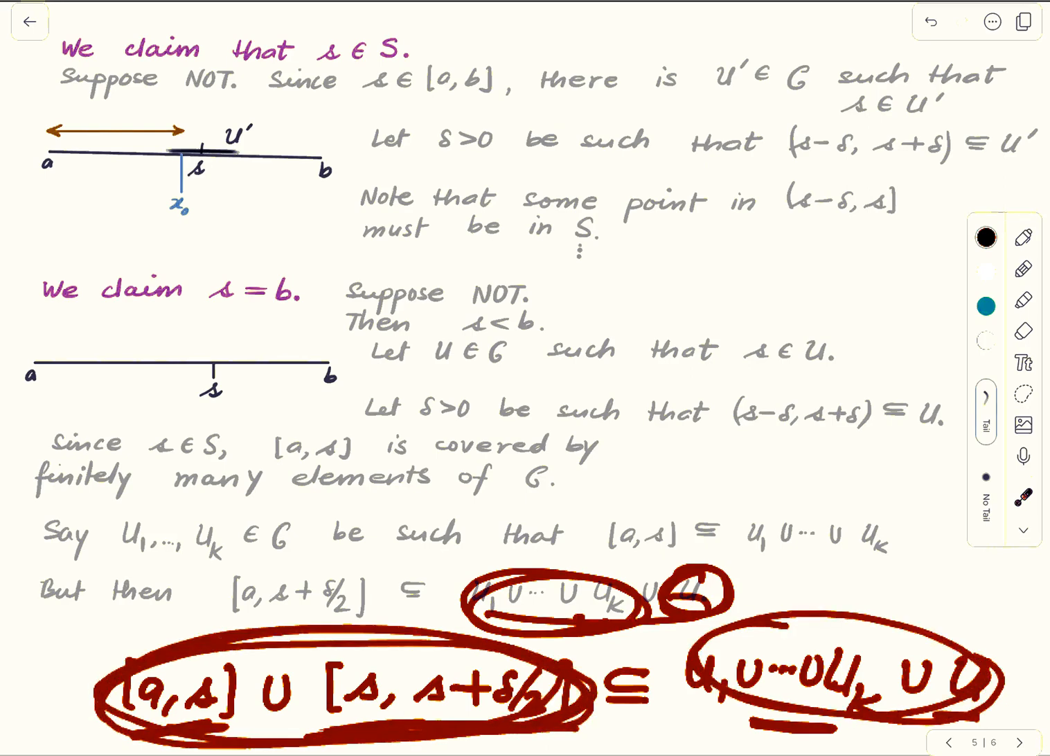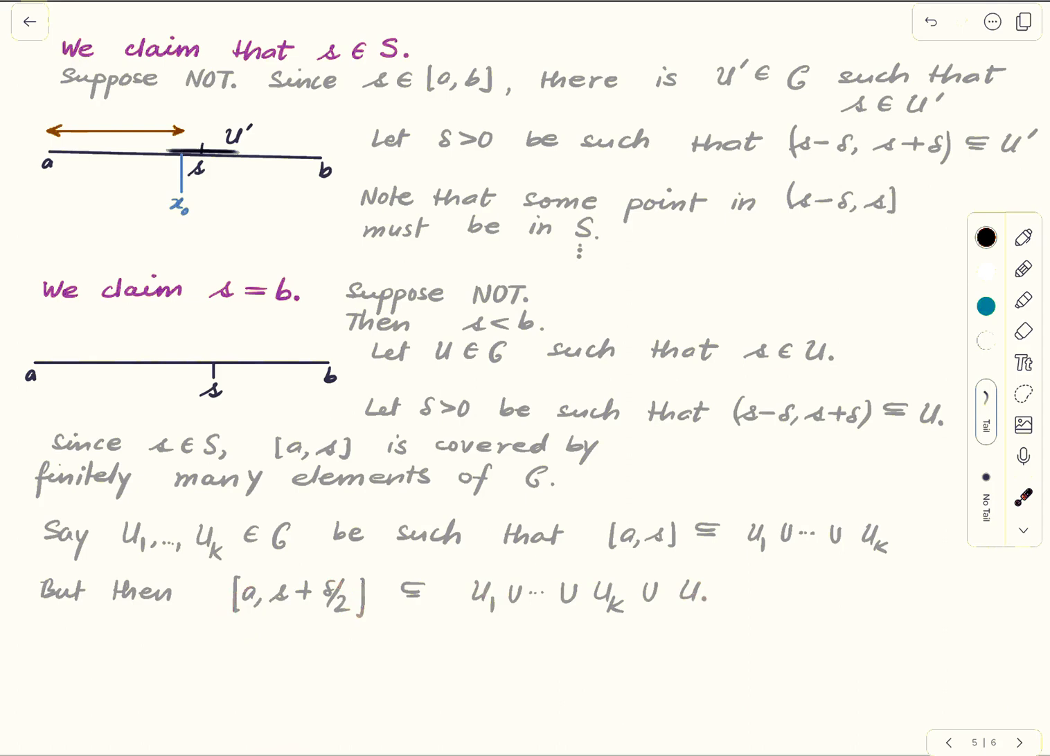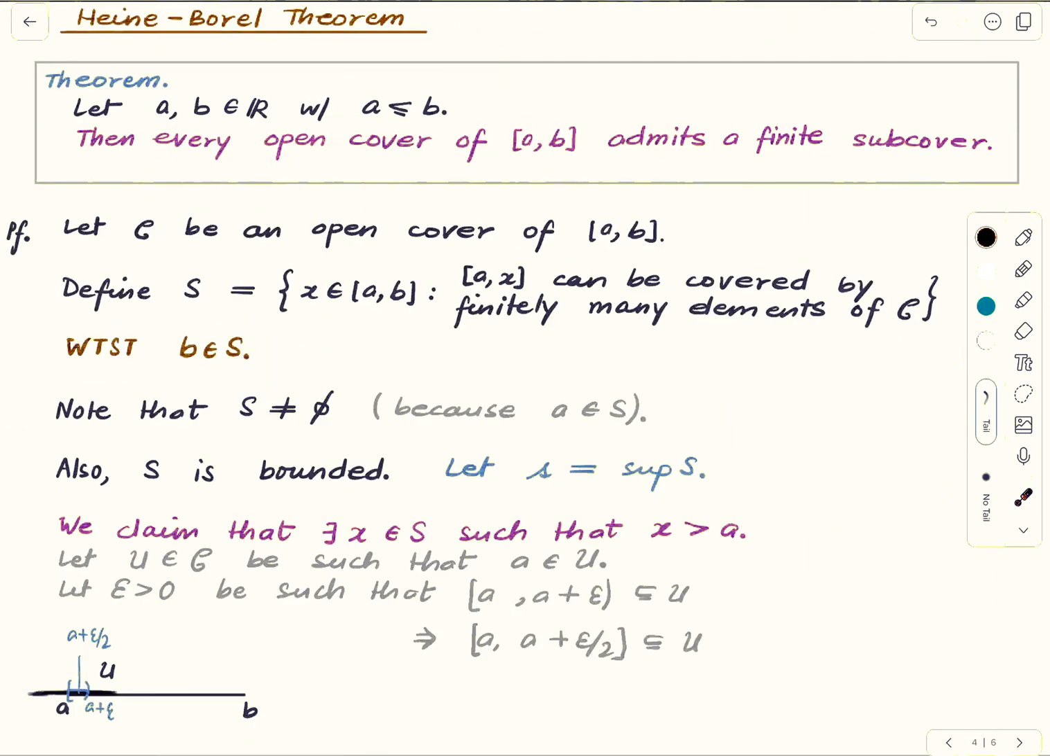But what is this thing? This thing is just that. But that implies that S plus delta by 2 is in capital S, which contradicts the fact that little s is the supremum of capital S. Little s was the supremum of capital S, and this conclusion contradicts that. So that's it. This proves our claim that S is equal to B, and therefore B lies in S. We already showed that S lies in S, but since S is equal to B, B lies in S, and that was our goal. So that proves the Heine-Borel theorem.